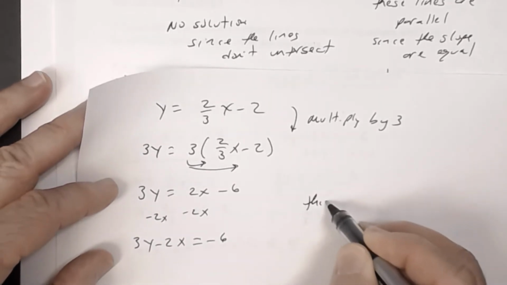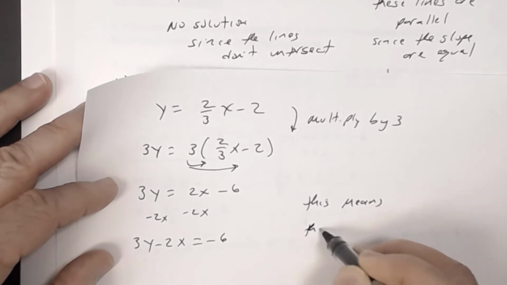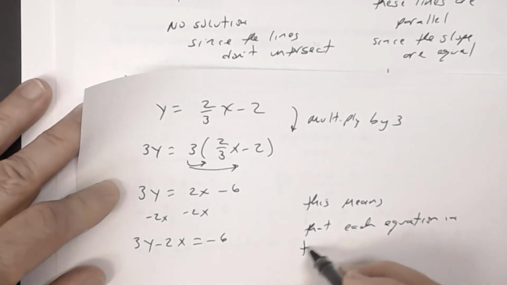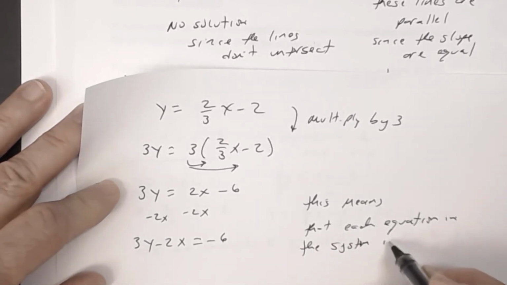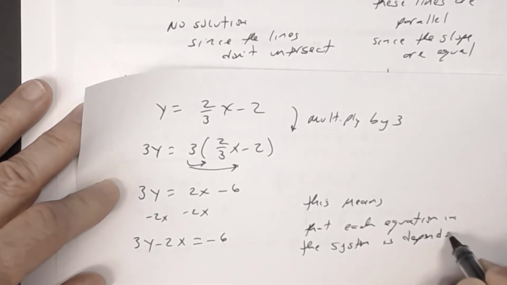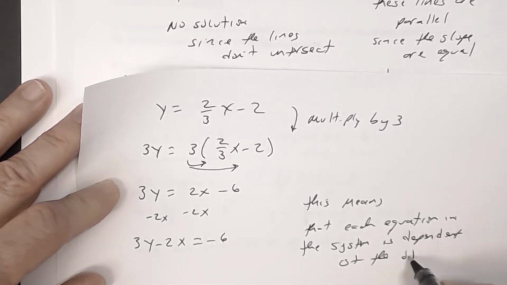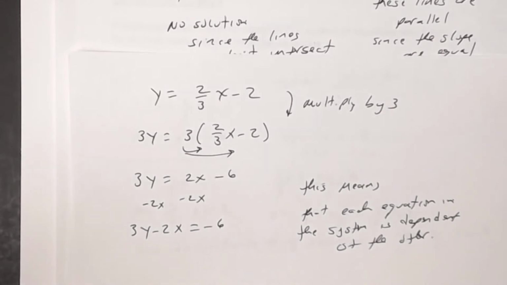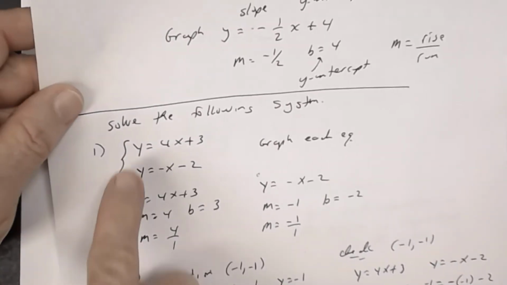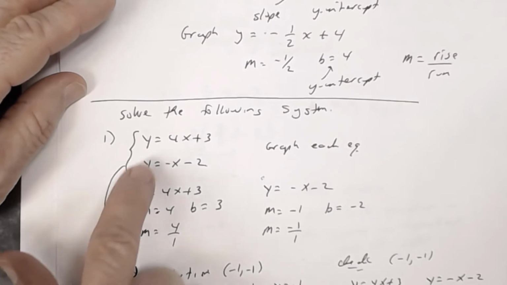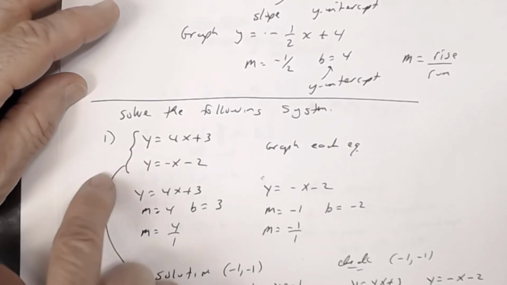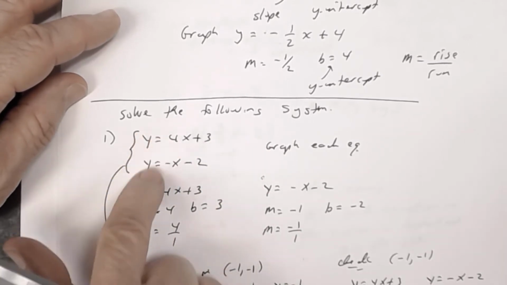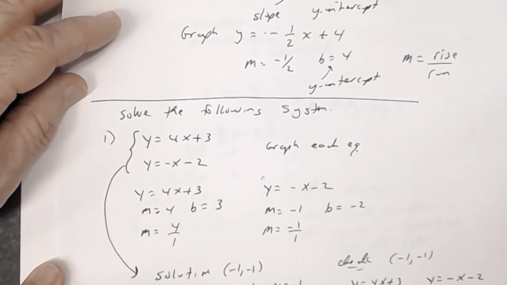So this means that each equation in the system is dependent on the other. Okay? If I cannot do that, let's go back to number 1. If I cannot multiply the first equation by some number and get the other, or the second equation by some number and get the other, then they are independent. So these two would be independent of each other.